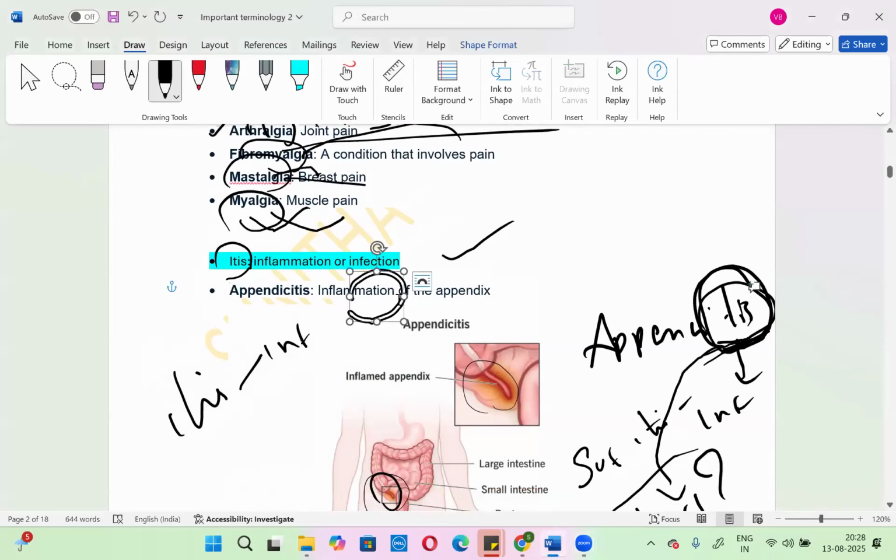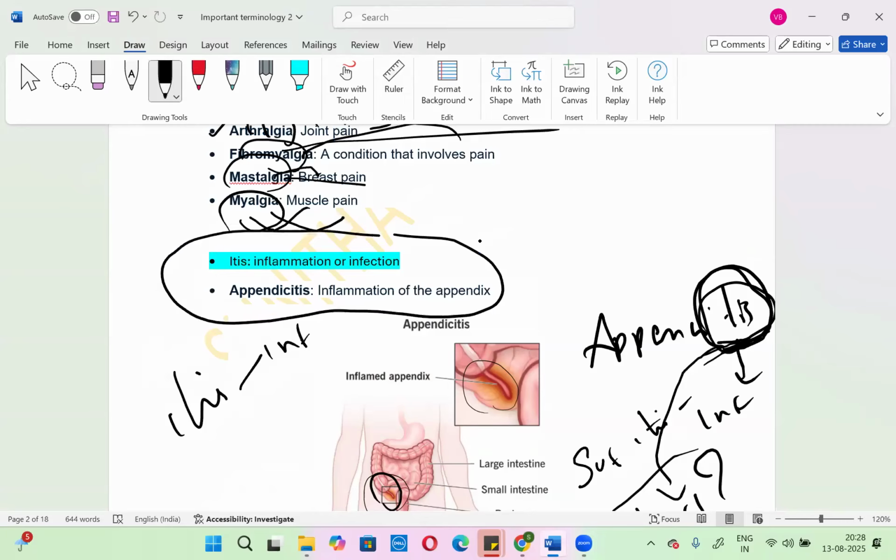Next write down itis. Itis is inflammation or infection. And take down this example also. Appendicitis. Itis is inflammation or infection, and the example is appendicitis, which is nothing but inflammation of the appendix. Once it is done, please confirm so that I'll go to the next one.